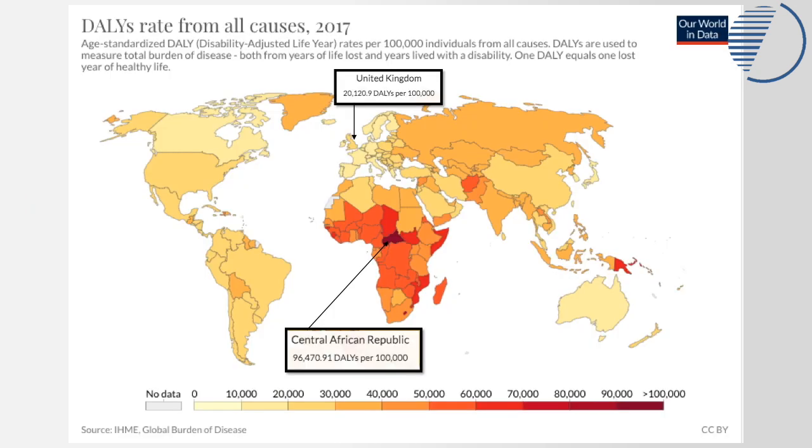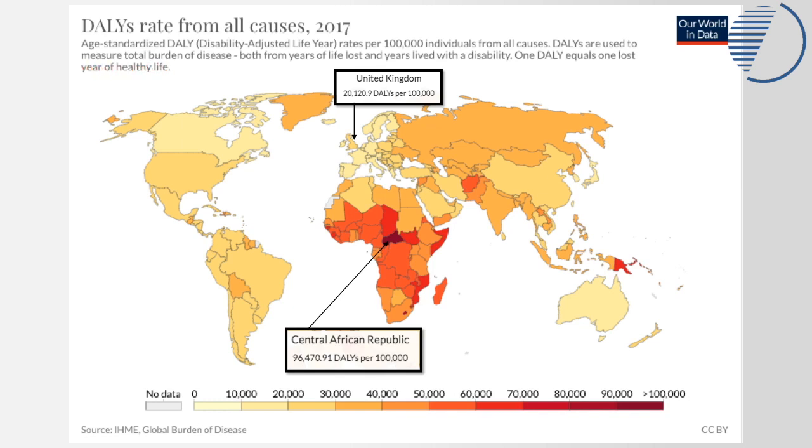So this amazing data comes from an organisation called Our World in Data, which is an amazing data source for geographers. Geographers are interested in patterns and they're interested in global patterns. This map is showing us the DALYs rate from all causes in 2017. It's calculated as a rate per 100,000 population from all causes added together from each disease. So the bigger that number, the larger the number of years of healthy life lost, because one DALY equals one lost year of healthy life.